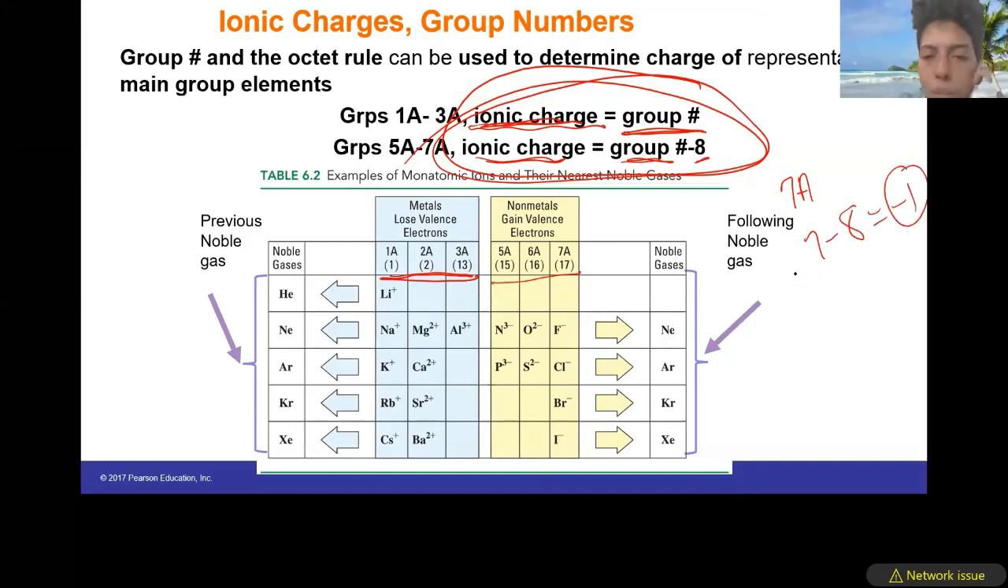So this is when we're looking at the A version, not 17 or 16, because that doesn't make any sense. But when we're looking at the Roman numerals, 1A, 2A, 3A, 5A, 6A, 7A, that's how we're going to get the charge. And notice that the noble gases, 8 minus 8 gives us 0, so they have no charge. All right, I'm going to end up here.